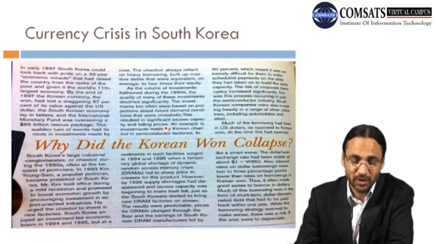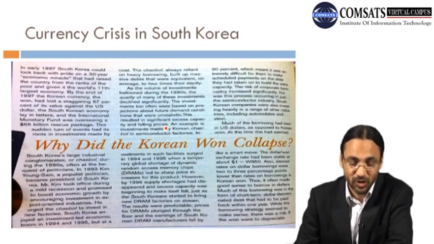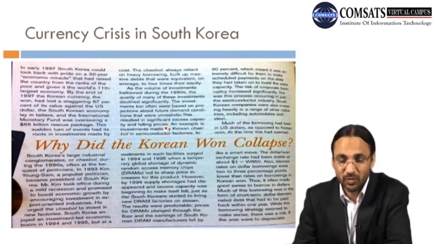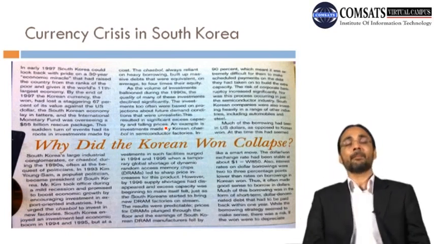However, in 1996 the supply shortage had disappeared and excess capacity was beginning to make itself felt just as the South Koreans started to bring new DRAM, these RAM chip factories, on stream. The results were predictable. Prices for DRAM plunged through the floor and the earnings of South Korean DRAM manufacturers fell by 90%, which meant it was extremely difficult for them to make scheduled payments on the debt they had taken on to build the extra capacity.